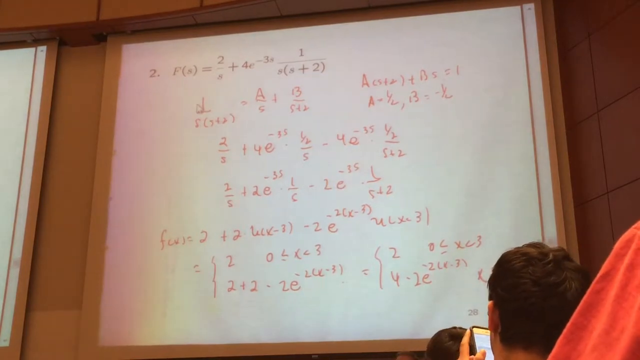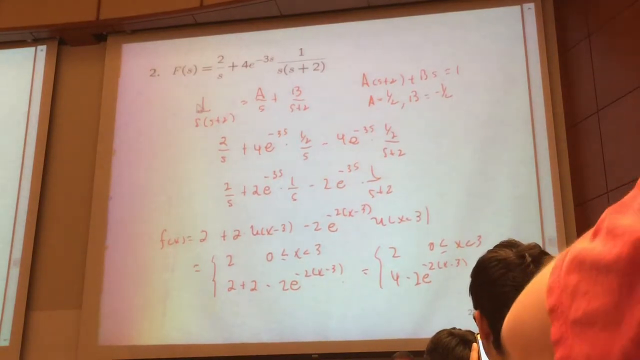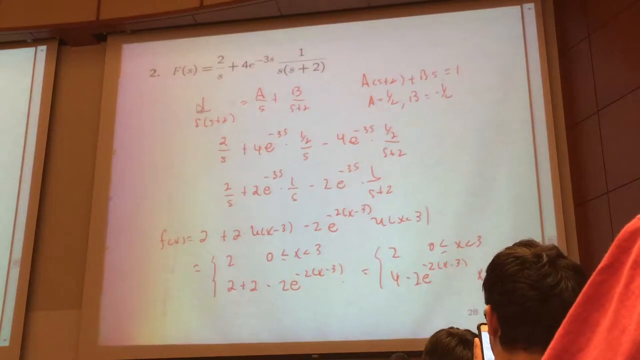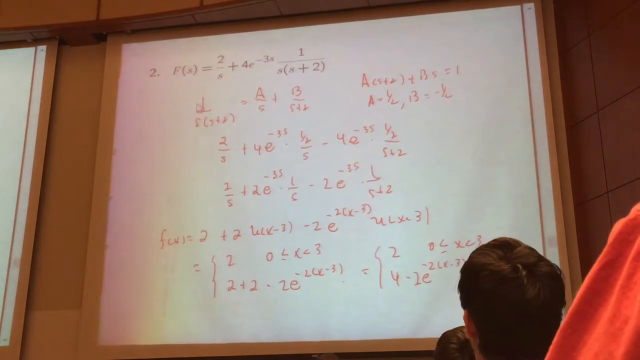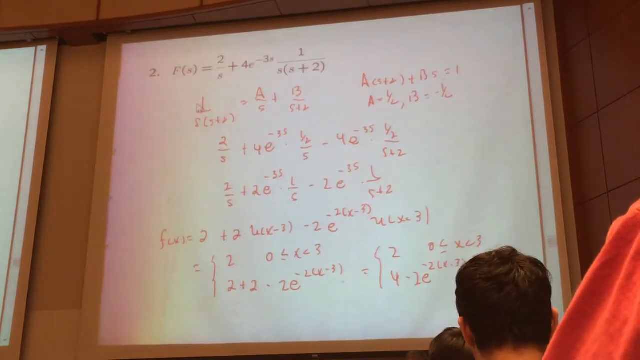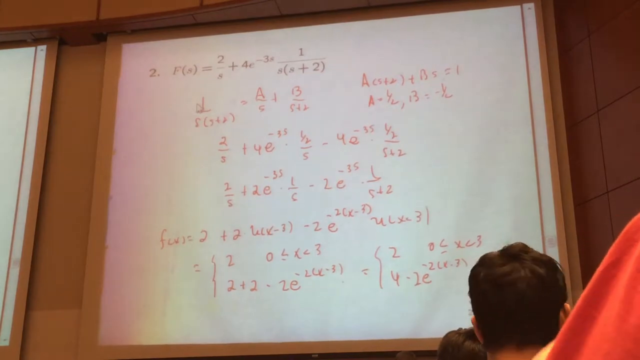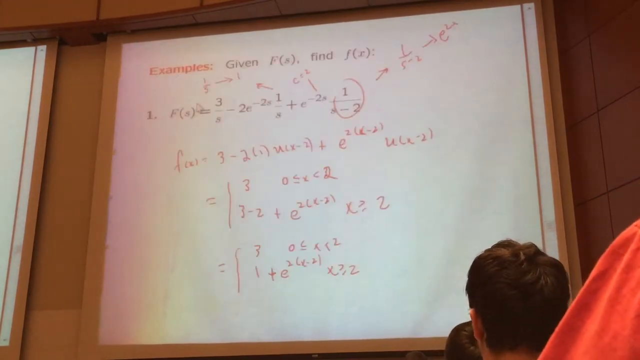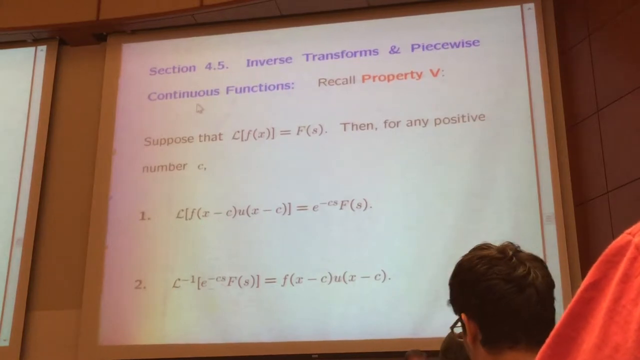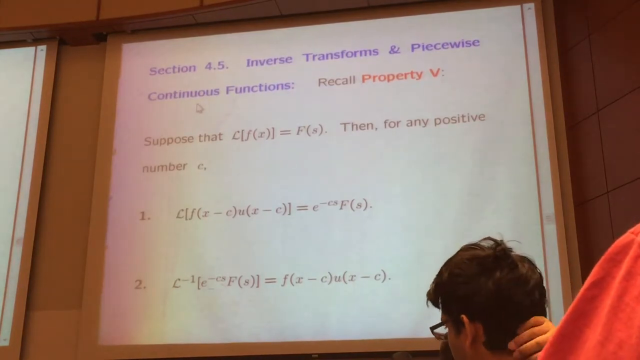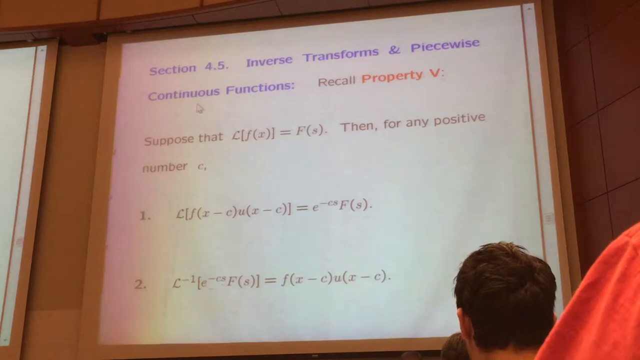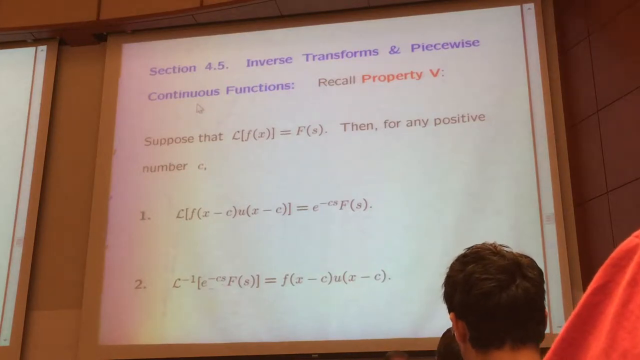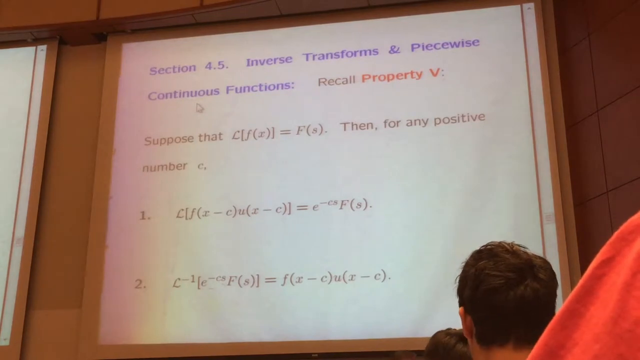There is F of s, and I want to find f of x. The e to the minus 3s tells me that this is a piecewise function with the jump at 3. All right, that's what that signals. And of course, what you use in these sections, 4-4 and 4-5, is this theorem. When you have a piecewise function and you express it in terms of a unit step function, you also have to translate the function itself.